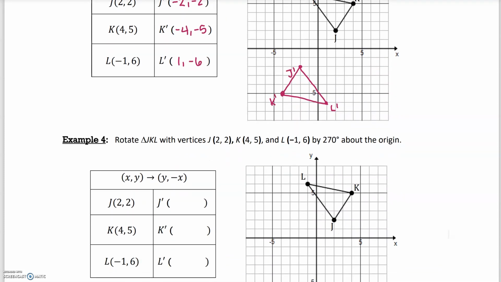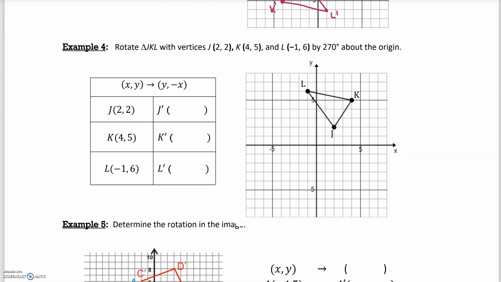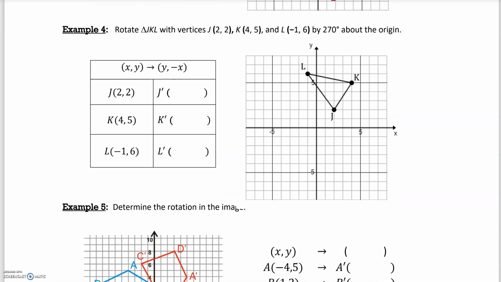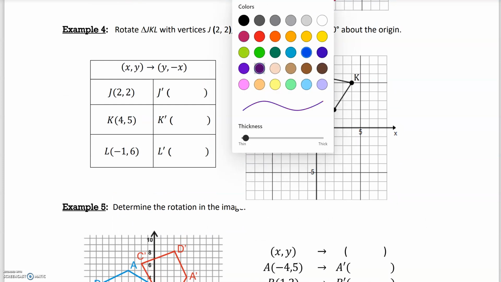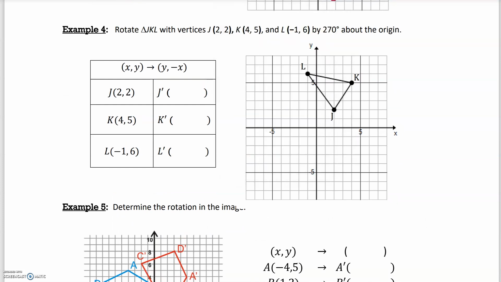Please make sure to label your points in your picture and make sure you're using a straight edge. All right, so this one is a rotation of 270. So our rule is to switch X and Y and then make the X opposite sign. So X is going to go here in opposite sign, X is going to go here, opposite sign, X is going to go here, opposite sign. Y is going to now move to the beginning and it's going to keep its sign, not change.